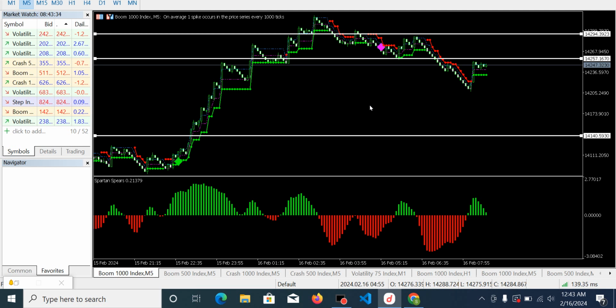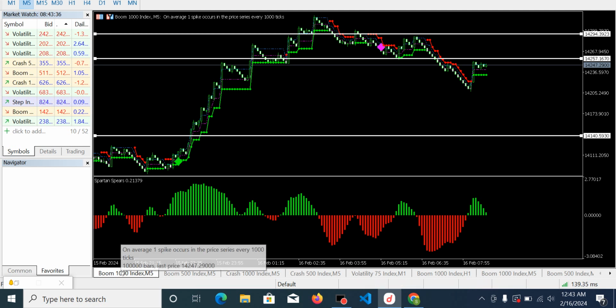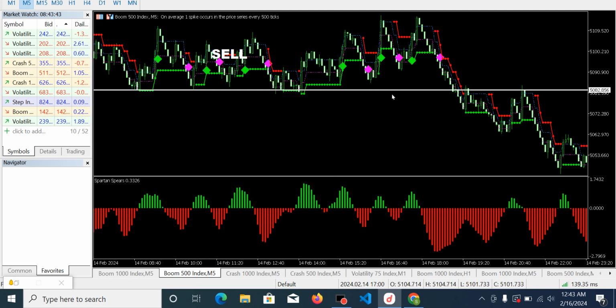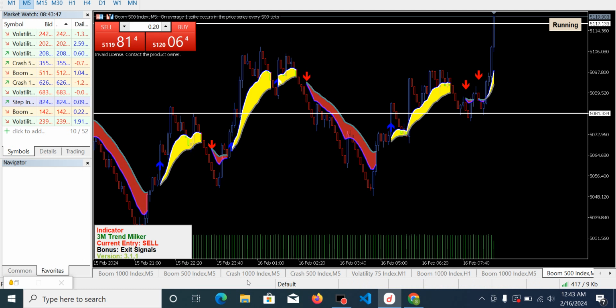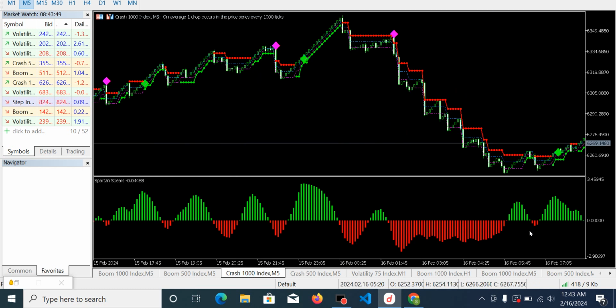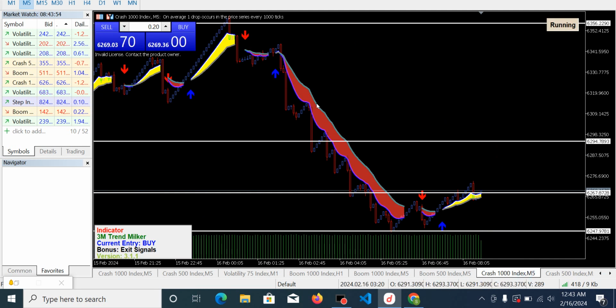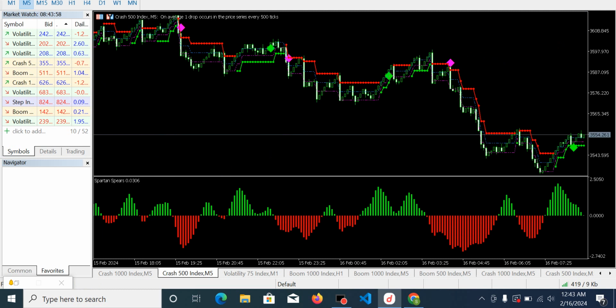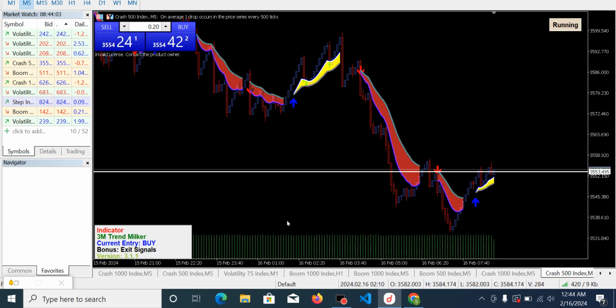You can see I'm using the two. If you should notice, this is boom 1000. I also opened boom 1000 right here. Let me go to boom 500. This is my boom 500 for this, and this is my boom 500 for this. You can see this is my crash 1000, and of course let me show you my crash 1000 right here. This is my crash 1000, and this is my crash 500. Okay, this is it, my crash 500. Let me show you my crash 500 right here. You can see, so I'm using the two right here.